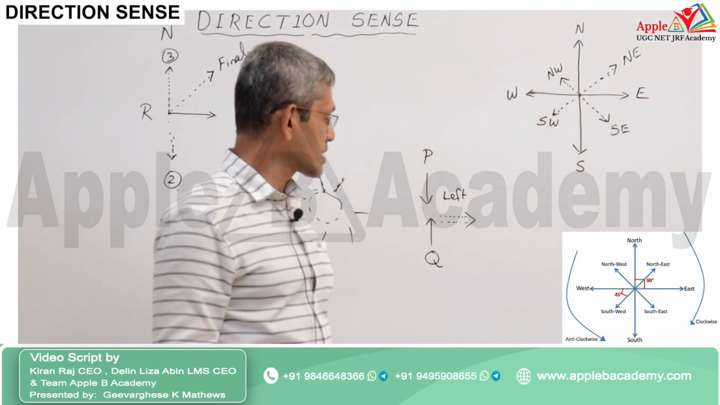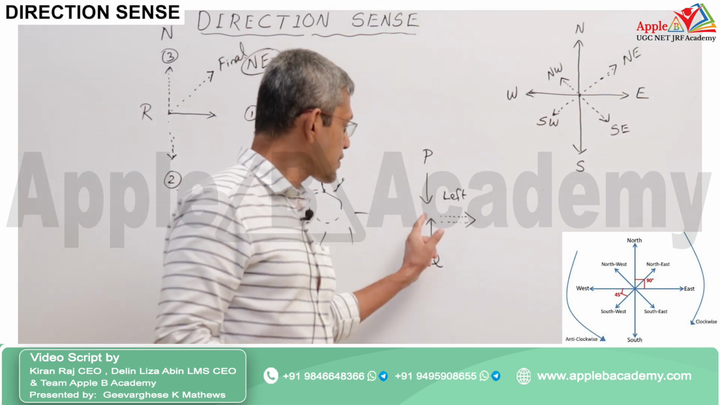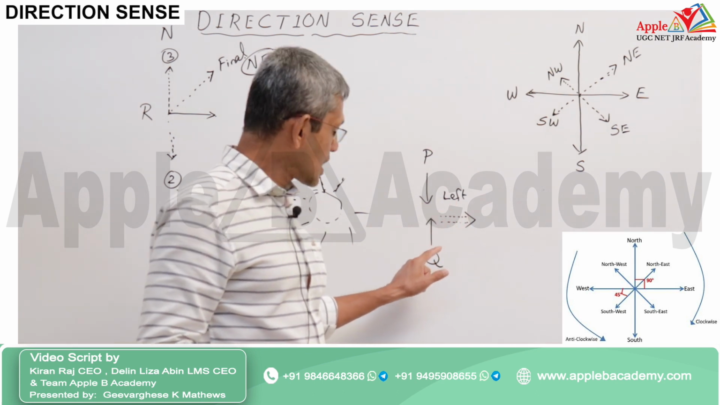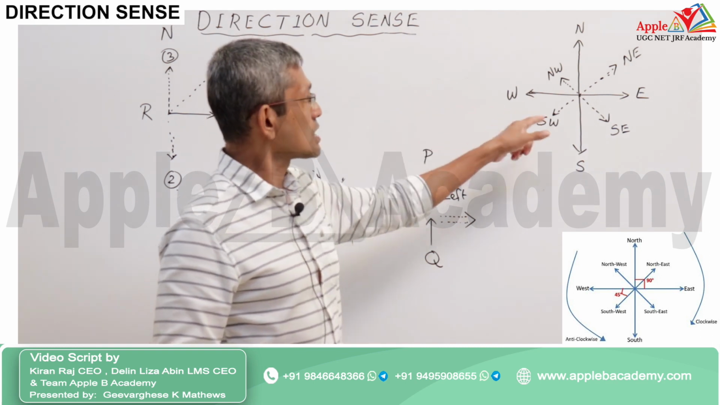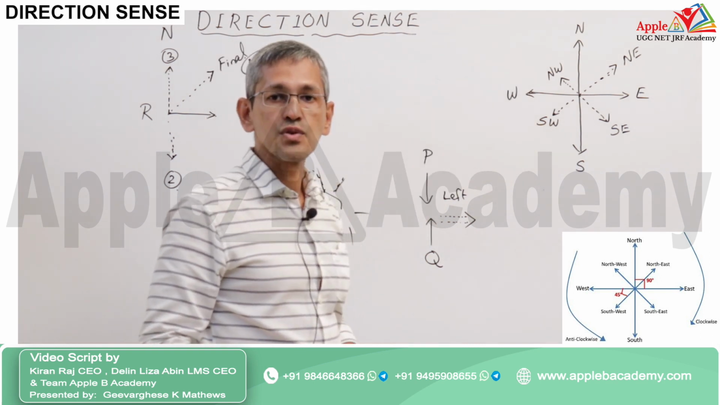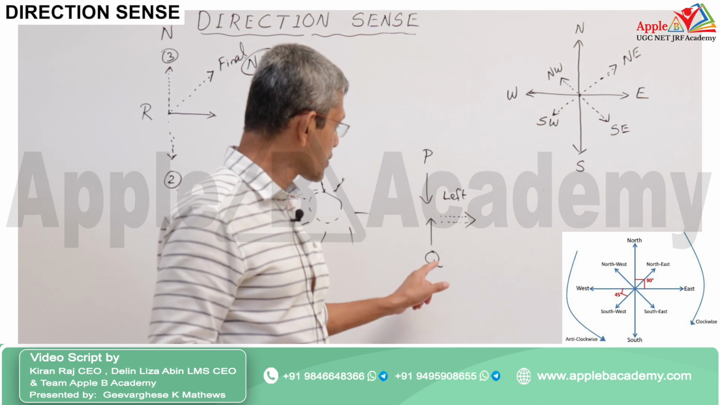If shadow of Q is on the left hand side of P, then which direction is Q facing? Q must be facing that direction. What is that direction? It is north. So the question, which direction is Q facing? Q is facing north.